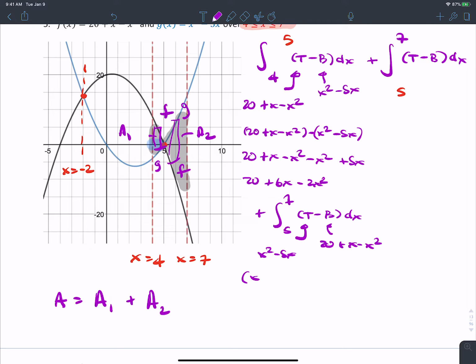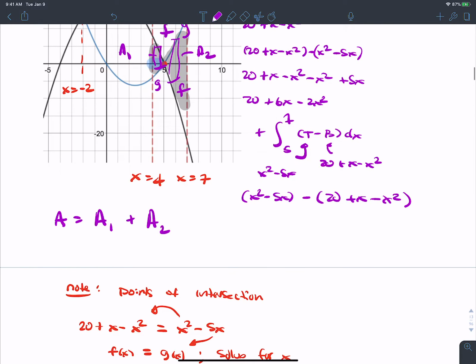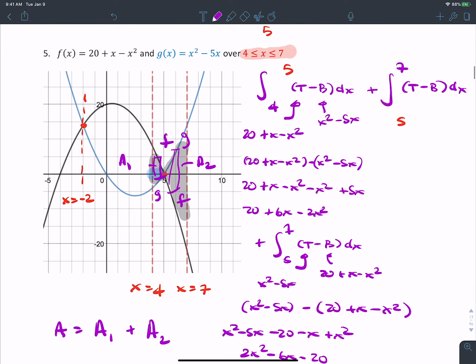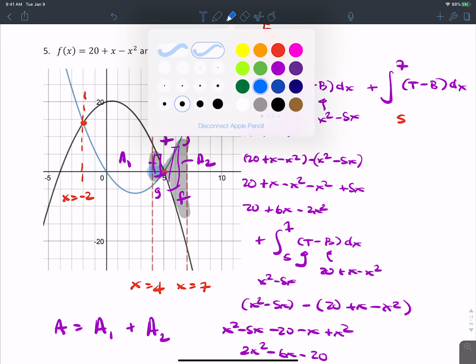So you'll get x squared minus 5x minus 20 plus x minus x squared. Algebraically speaking, we get x squared minus 5x minus 20 minus x plus x squared. We get 2x squared minus 6x minus 20. So let's go back here and regroup.